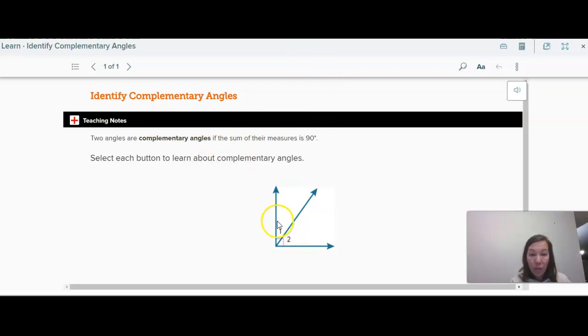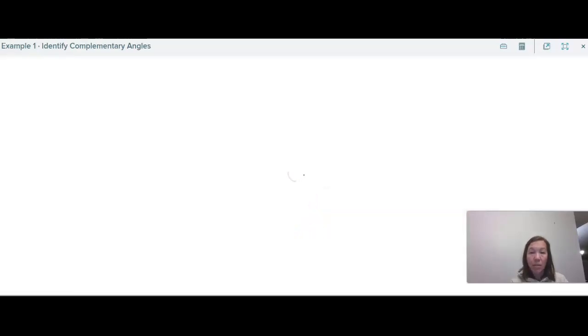If two angles, and actually they don't even have to be adjacent, but most of the time we're going to be looking at adjacent angles. If two angles added together make 90 degrees, we call those complementary angles.